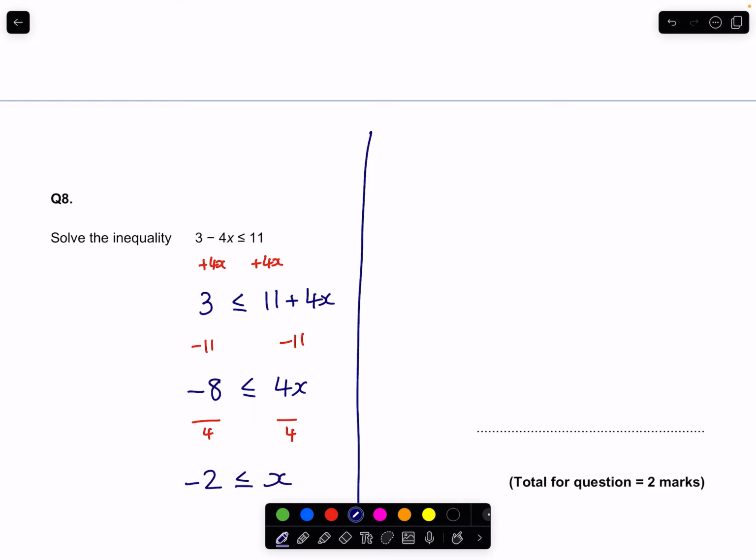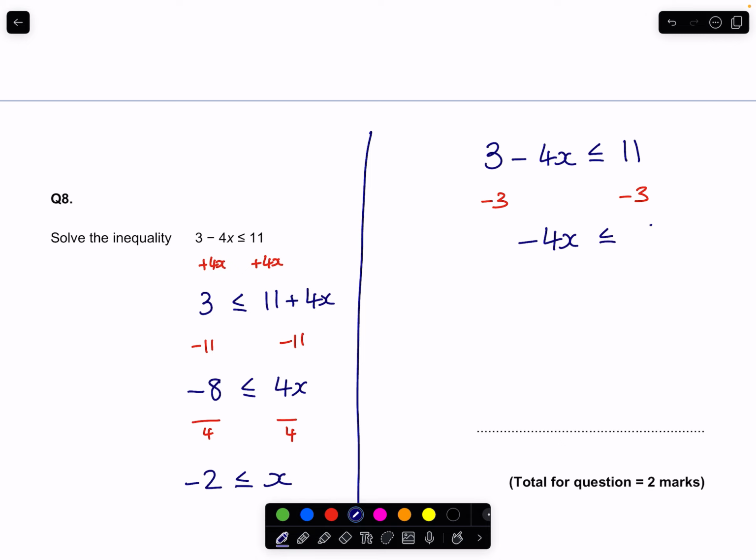The other way of doing this is to just get x on its own already, like we did in an earlier question. The key thing to note is that when you're rearranging to solve inequalities, if at any point you multiply or divide by a negative number, the sign will change, the direction of the inequality will change.